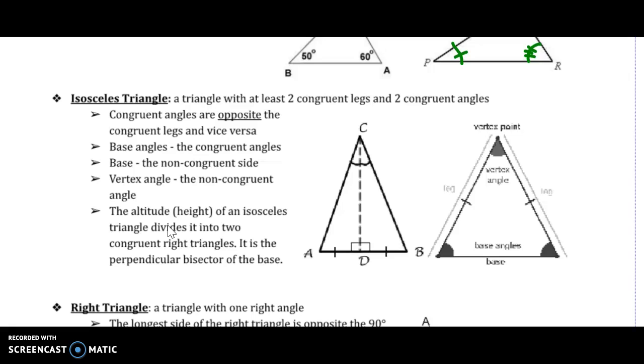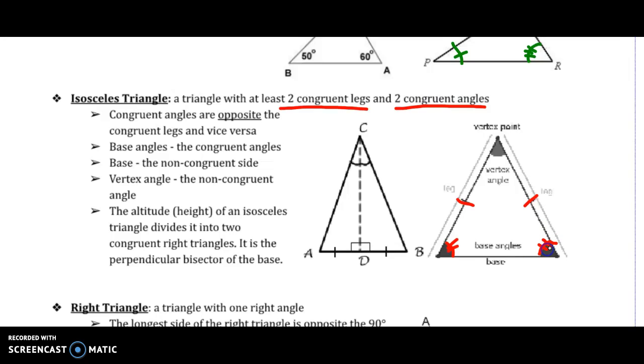The second term, which again will be the focus of the lesson, is the isosceles triangle. This triangle has a lot of other vocabulary that's associated with it. So let's take a look at that. So an isosceles triangle is a triangle with at least two congruent legs and two congruent angles. The reason we say at least is because an equilateral triangle is considered an isosceles triangle because it has the same properties.